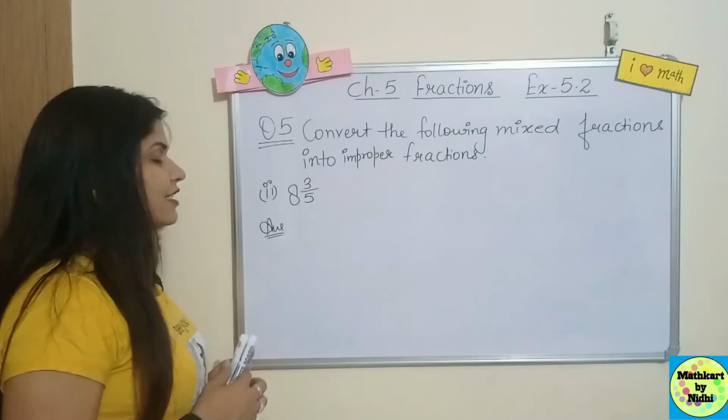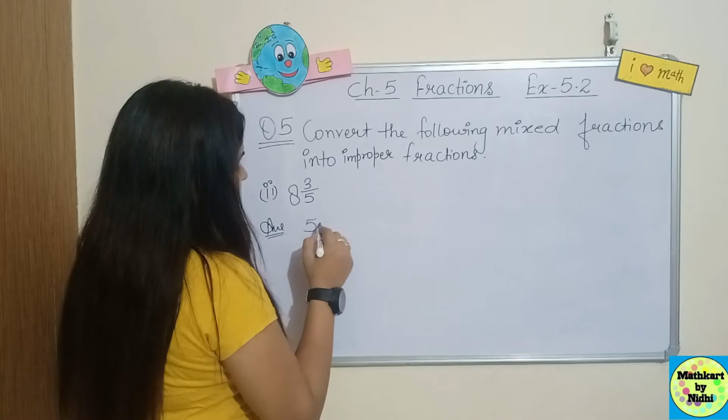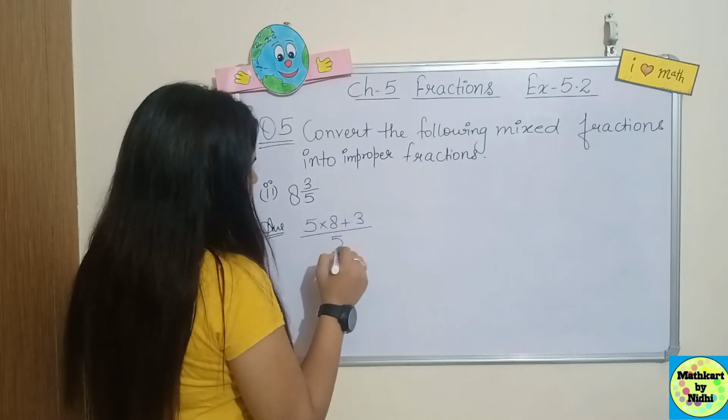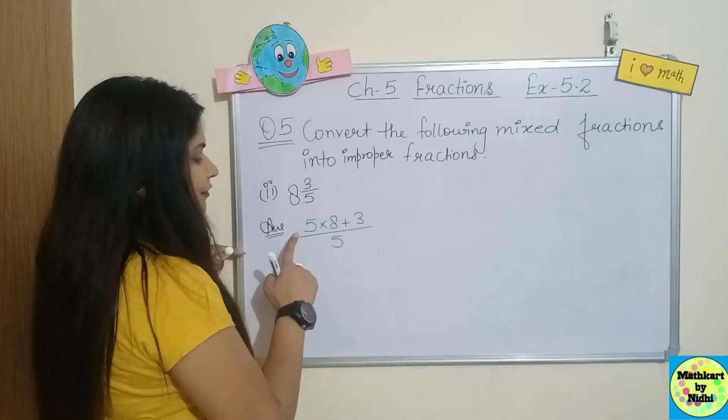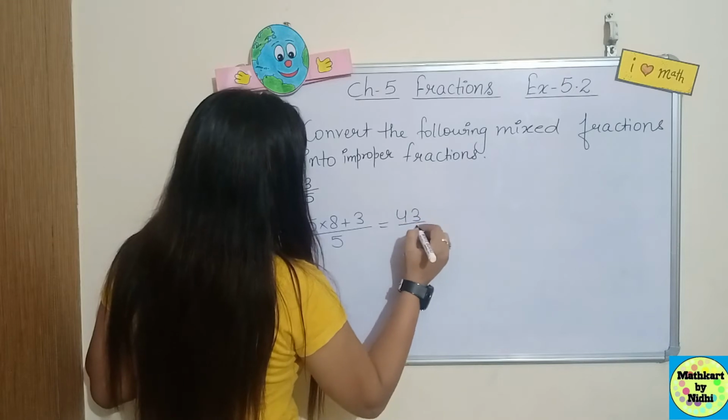Second part, 8 3 by 5. As I told you, first we'll write down the denominator, then the whole number part, then the numerator. The denominator is the same, so I'm doing it directly. 5 8s are 40 plus 3, 43. 43 upon 5.